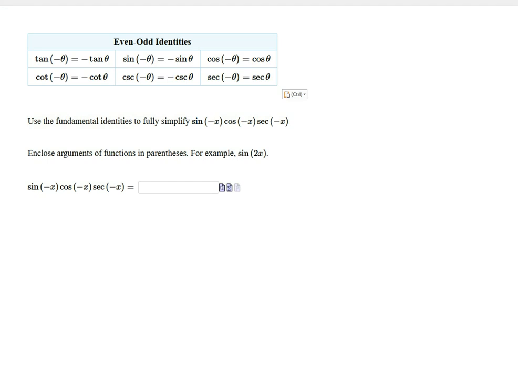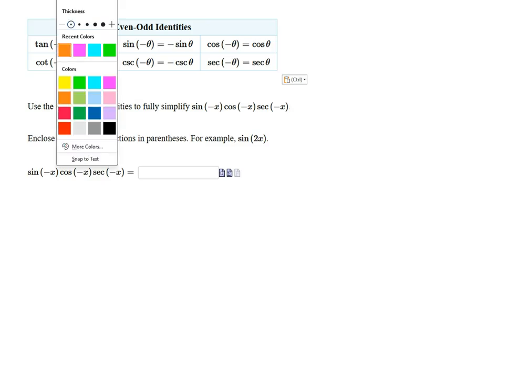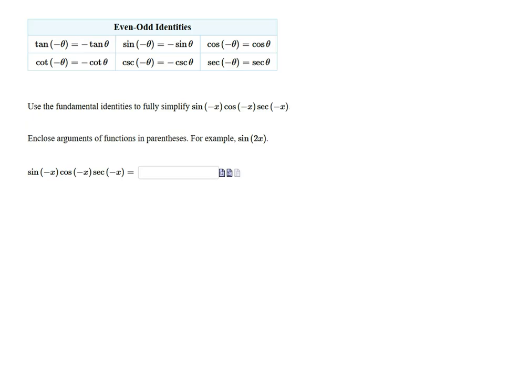On this problem, you're supposed to use the fundamental identities to simplify that mess right there. But I'm going to start with the even odd identities. So we've got the sine of a negative x, and sine of negative theta is the same thing as negative sine of theta. So negative sine of x, and since it's right next to cosine, that does mean to multiply.